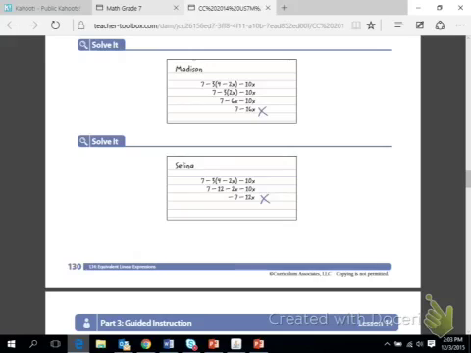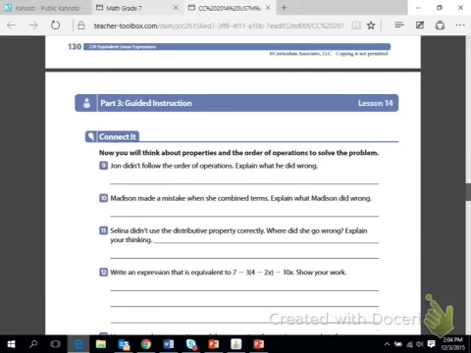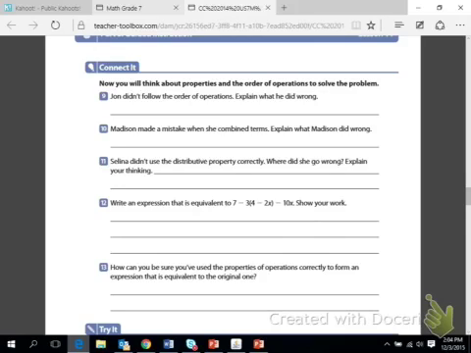Selena, looking at her problem, we can see that she did distribute negative 3 to positive 4. But she did not distribute negative 3 to negative 2x. So she incorrectly distributed. So if we make some connections about what we just did, the mistake that John made was he didn't follow the order of operations because he subtracted first.